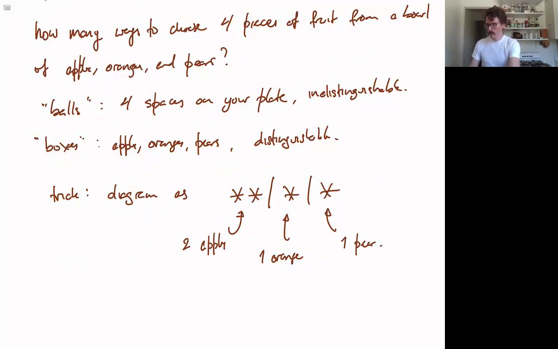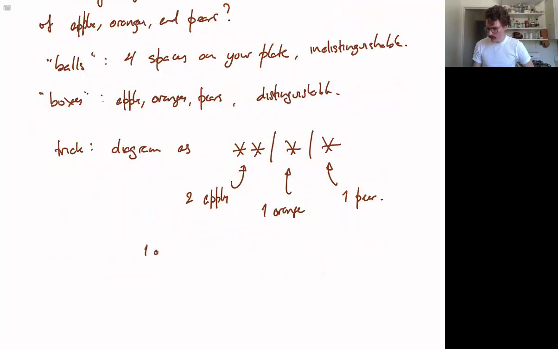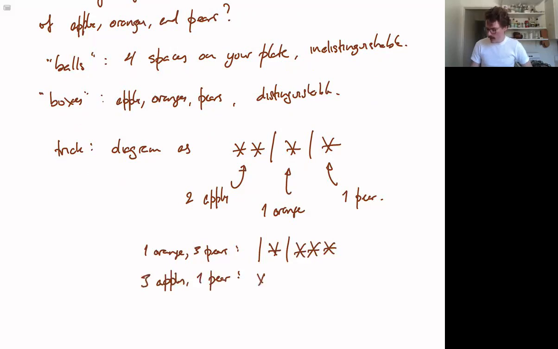Or, for example, 1 orange and 3 pears, what would this look like? So how are we drawing this? We have 2 bars, and the stars that come before the first bar correspond to apples. And then in between the 2 bars corresponds to oranges, and at the end corresponds to pears. So 1 orange and 3 pears would mean no apples, 1 orange, 3 pears. And for example, what would be 3 apples, 1 pear? It would be like, let's see, 3 apples go in the first slot, no oranges, and then 1 pear.